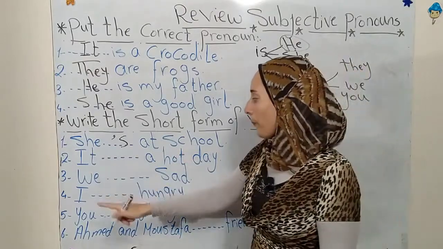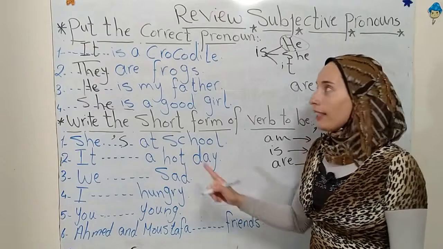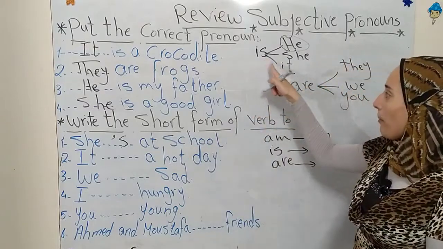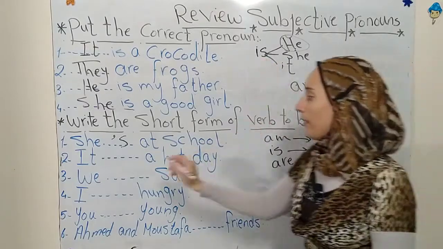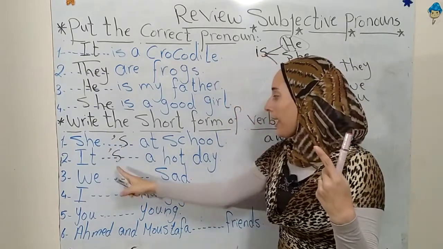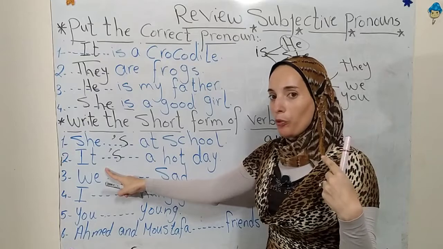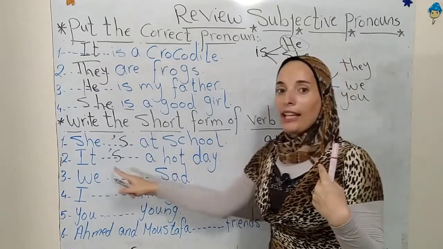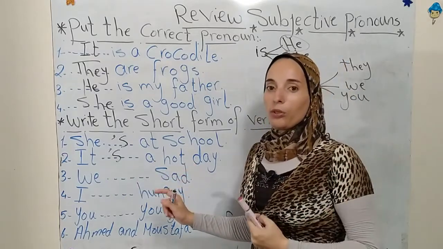برافو عليكم. Number 2, it a hot day. it هتاخد ايه اصلا من verb to be؟ am or is or are؟ بتاخد is. برافو، يبقى it نكتبها شورت فورم and read it. Let's start to read it. It's a hot day. It's a hot day.